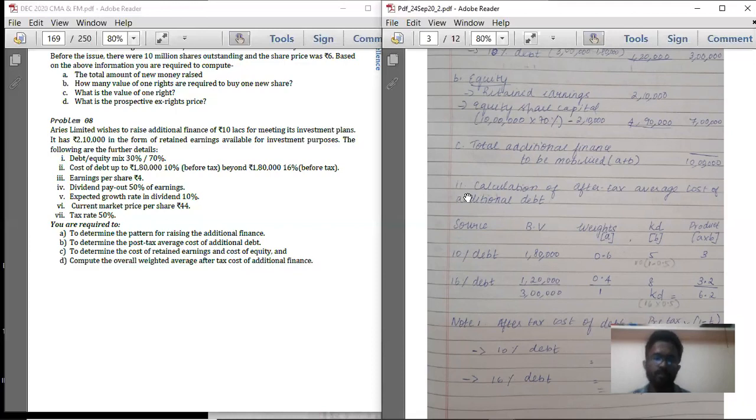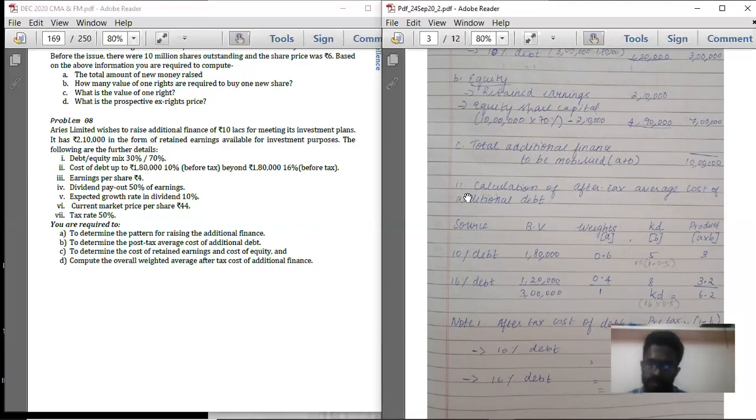How much is the 10% debt book value? 1,80,000. In respect of 10% debt book value, record 1,80,000. For 16% debt, record 1,20,000. Now total the book value: 1,80,000 plus 1,20,000, you are getting 3 lakhs.